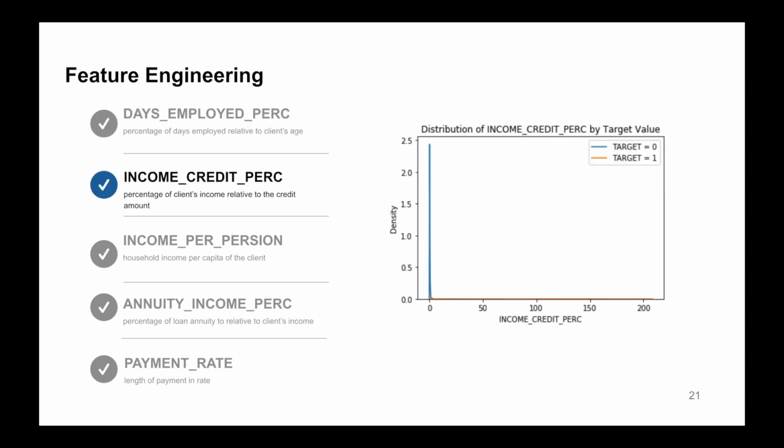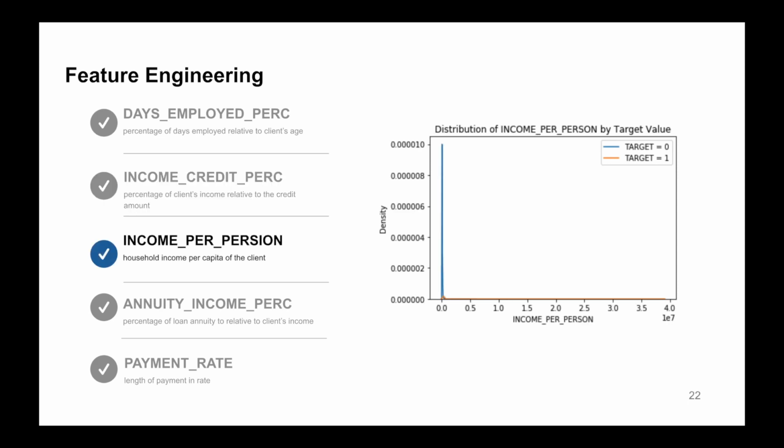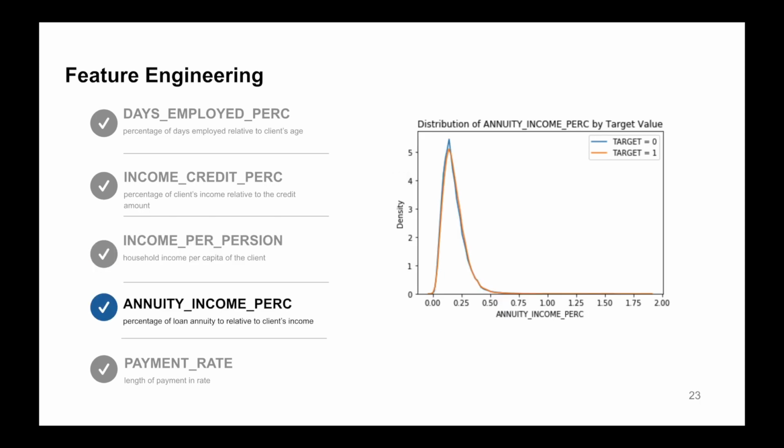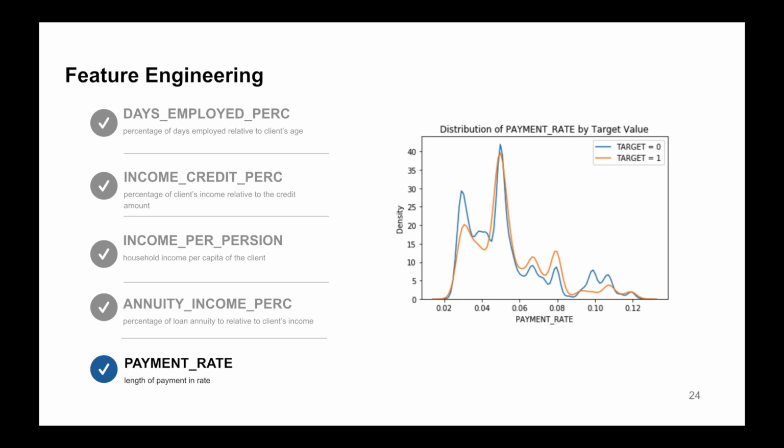The percentage of the client's income relative to the credit amount and the household income per capita of the client show a great difference in the value distribution over the target. The percentage of loan annuity relative to the client's income is distributed evenly over the target, and those who pay the loan on time tend to have a lower percentage. As for the length of payment in rate, it shows complexity in the kernel density estimation. We are going to examine these features in the implementation.